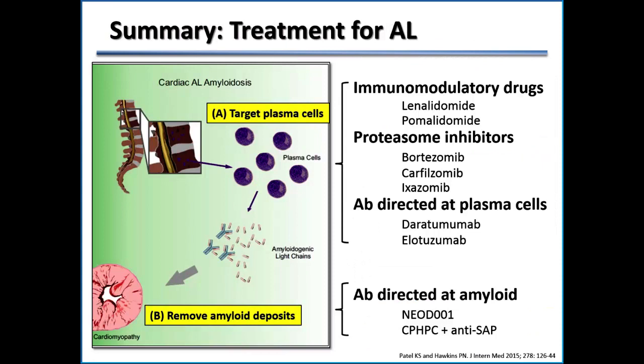So this is a summary slide for how we're able to treat light-chain amyloid. As you can see, there's a lot of chemotherapies and antibodies that are being developed to target the plasma cells, as well as antibodies being developed to really target amyloid. So I talked already about NEOD001. So what is this other antibody? Quite a mouthful. And this is a regimen being developed in the United Kingdom. So what they do is they give these patients with light-chain amyloid.